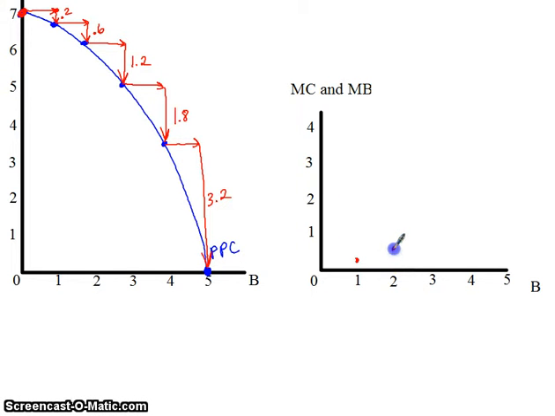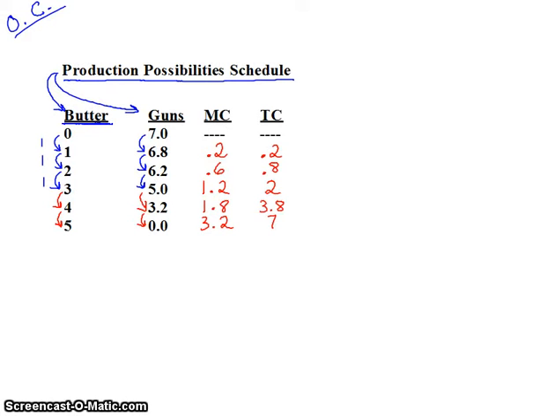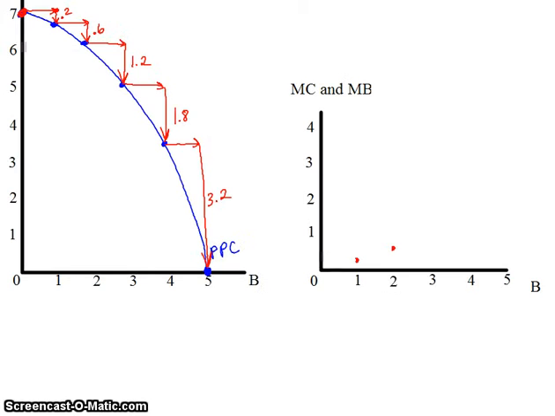And by the way, you can also get those by going back and looking at it here. First butter, marginal cost was 0.2. Second butter, marginal cost was 0.6. And so on. Third butter, marginal cost was 1.2. Fourth butter, the marginal cost was 1.8. And the fifth butter, the marginal cost was 3.2. Connect the dots. And you have a marginal cost curve. There's your marginal cost curve.